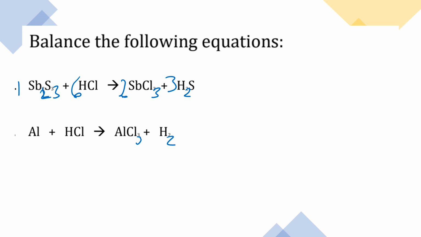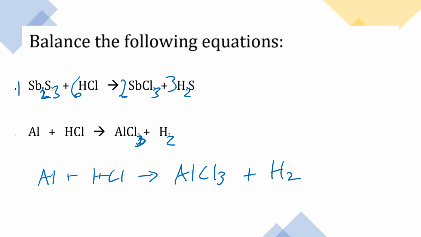And then the last one, Al plus HCl produces AlCl3 plus H2. So you have the 2 H's, I'll put a 2 here for now. But we see that we have 2 Cl's, we have 3 over here, so what's the least common multiple? It's going to be 6. So this should be 6 Cl's. So 6 H's means 3 over here. I need to put a 2 in front of the AlCl3 and then put a 2 over here.